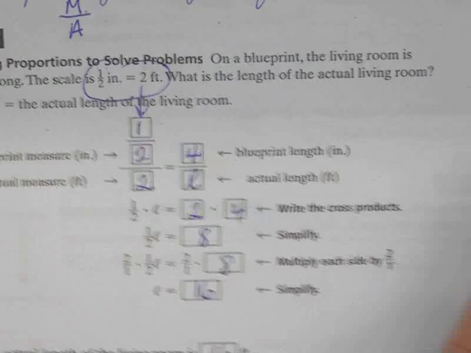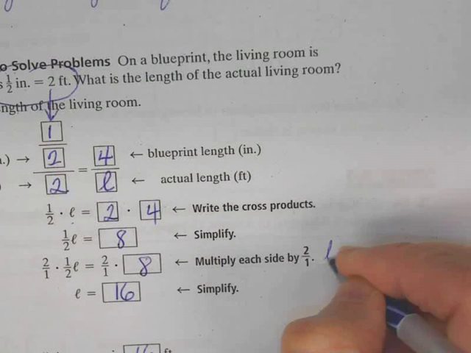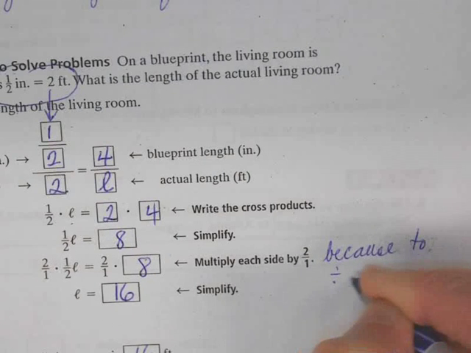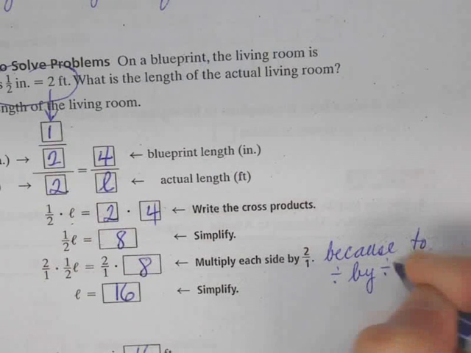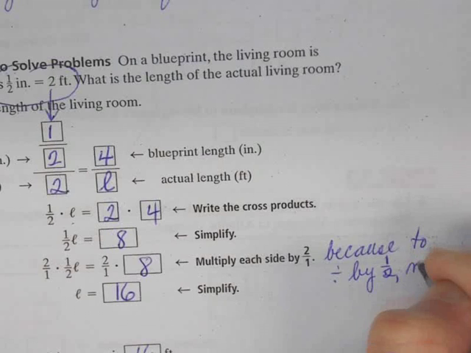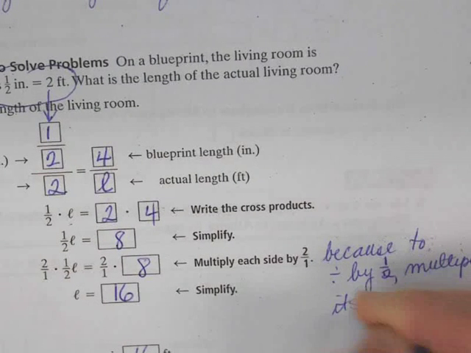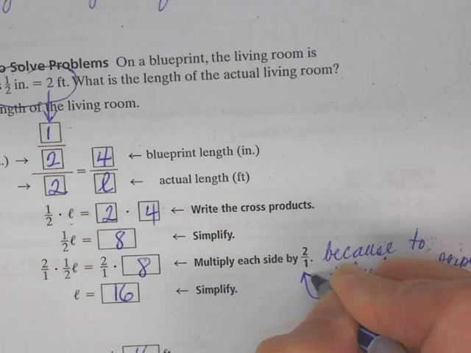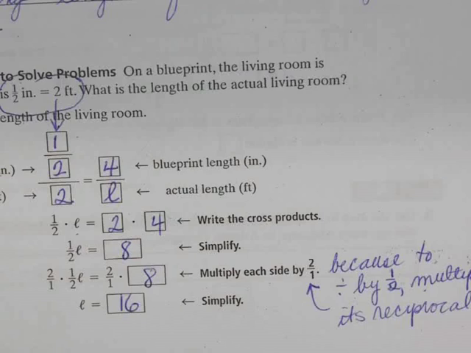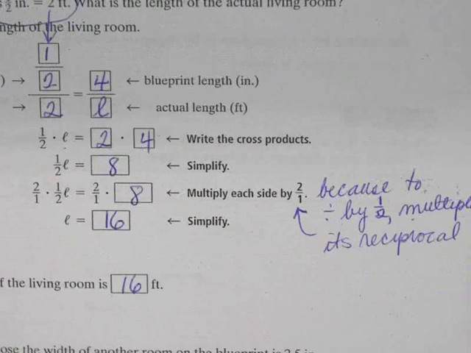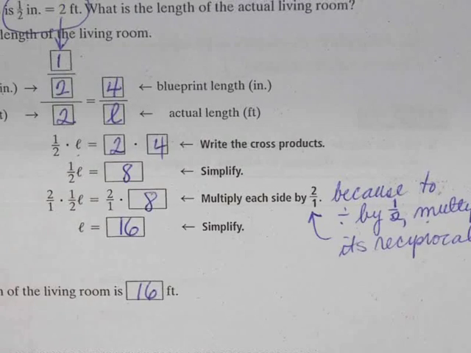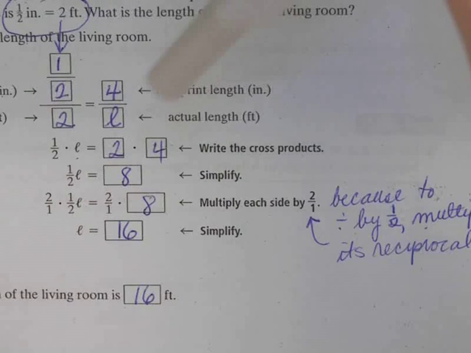Again, the reason I multiplied each side by 2 over 1, that's because to divide by 1/2, multiply by its reciprocal, which is 2. Again, if you still have questions on that, please be sure that you ask for clarification when you come to class. Okay. All right, you have a quick check here.